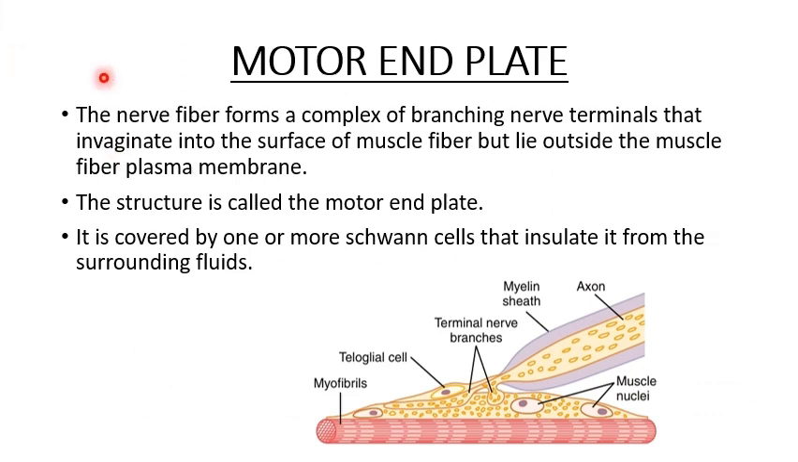First, we are going to discuss the motor end plate. Basically, the nerve fiber forms a complex of branching nerve terminals that invaginate into the surface of the muscle fiber, but it lies outside the muscle fiber plasma membrane. This whole structure is called the motor end plate. It is covered by one or more Schwann cells that insulate it from the surrounding fluids.